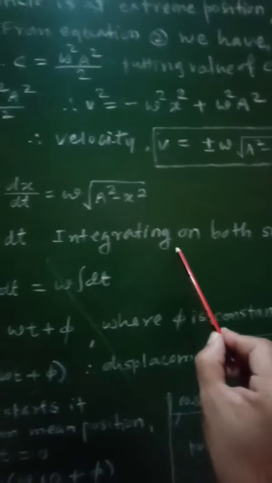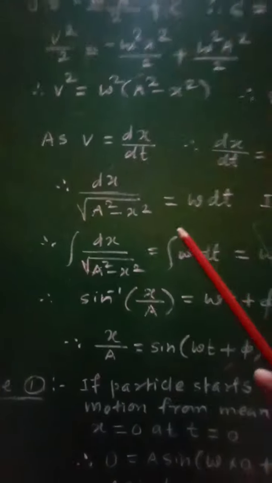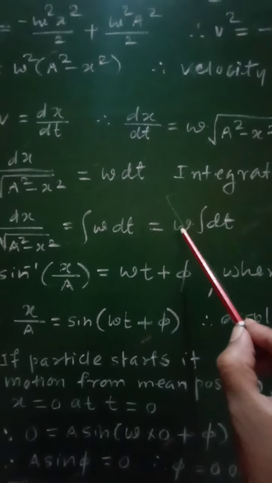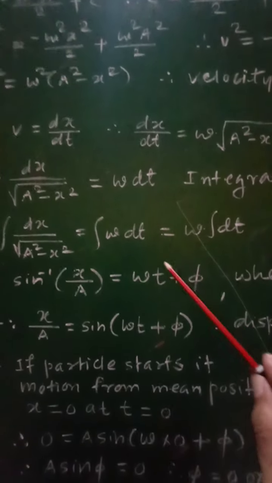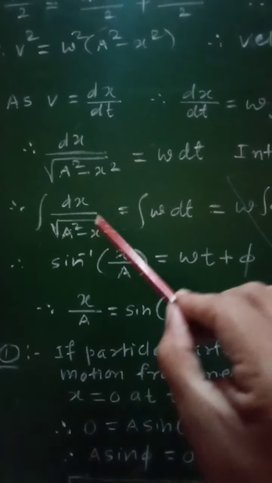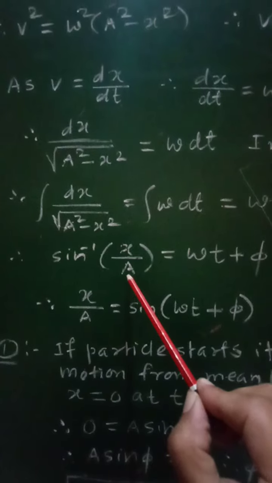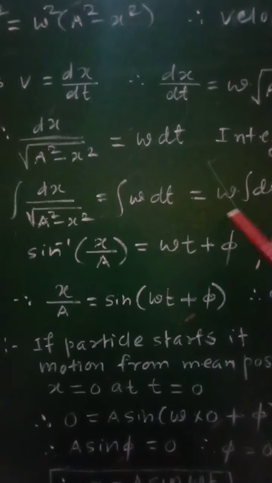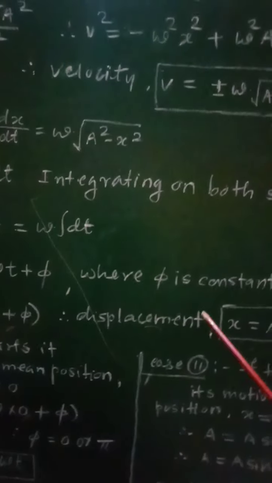Again integrate this equation on both sides. So we can write integration dx upon square root of a square minus x square equal to integration omega dt. Omega is constant, so it is taken out of the integration, and this will be written as omega integration dt. But from the identity of integration, dx upon root of a square minus x square comes out to be sine inverse x upon a. So sine inverse x by a will be equal to omega into integration dt, which is t, so omega t plus phi, where phi is again the constant of integration.